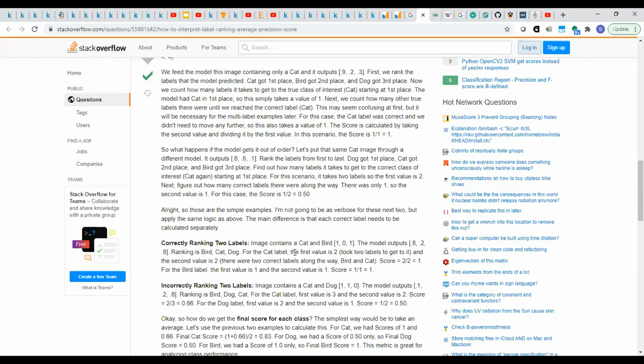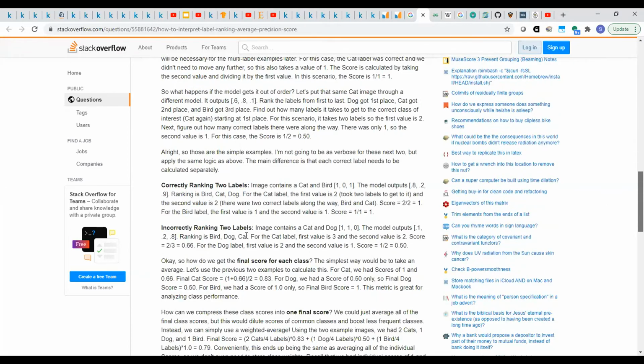So for the cat label, the first value is 2, because it took us bird and then cat, two labels to get to it. The second value is 2 again. Why? Because there are two true values in the ground truth, and we passed the first true value and then got to cat. So by the time we get to cat, there are two true values. The second divided by the first still gives us 1. And you do the same thing for bird. The first value is 1 because the bird is in the first position, and the second value is also 1 because we get to bird in the first step itself. So again, it's 1.